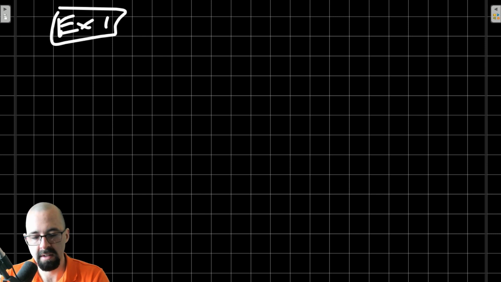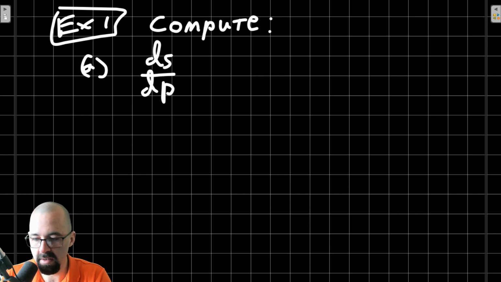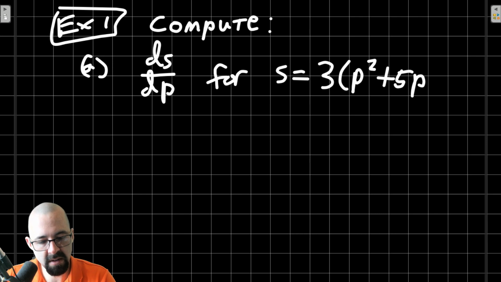So example 1, let's compute some derivatives with other letters. Compute. Part A is going to be find ds dp, for s equals 3 times p squared plus 5p plus 1 to the 10th.